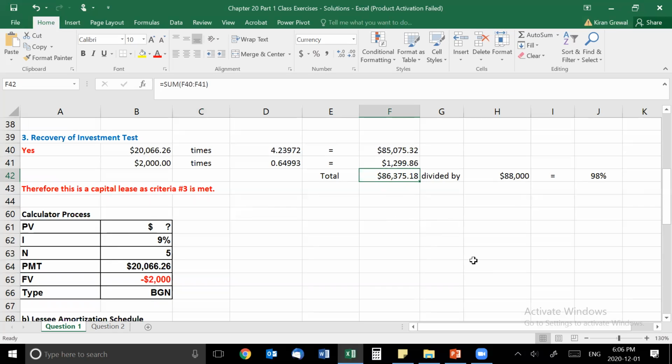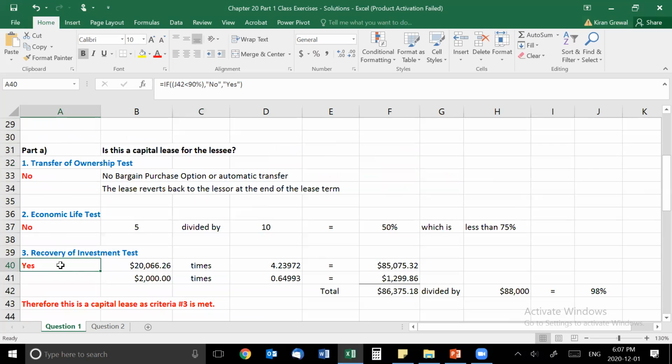So the 86,375, which is your present value, divided by the 88,000, which is the fair value, that equals 98%. And that is more than 90%, right? So therefore, yes, the investment recovery test has been met. So we had a no, no, and a yes. Only one criteria needs to be met in order for this to be a capital lease.